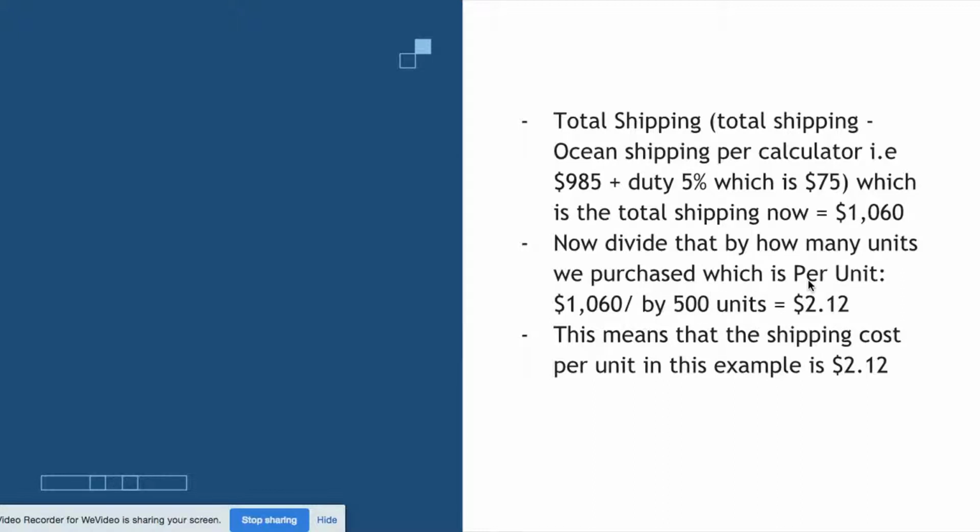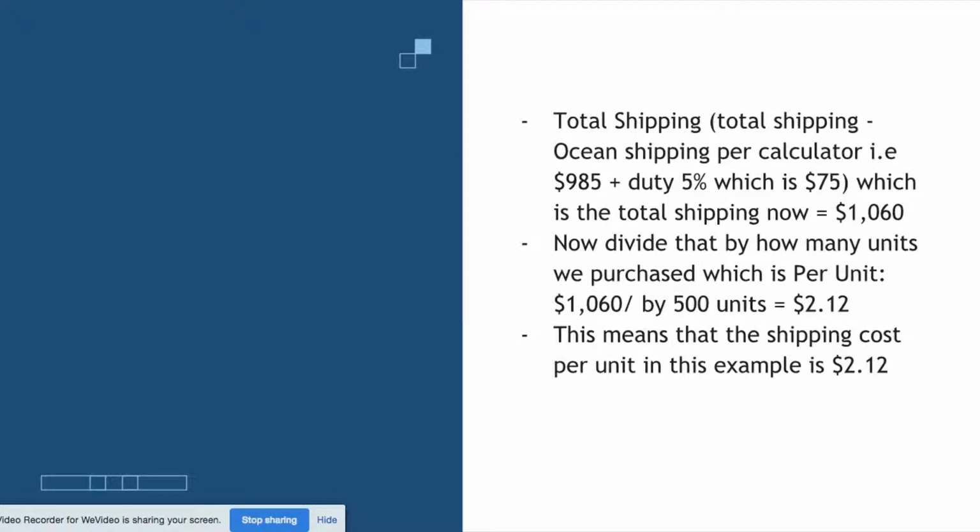So after using all the tools, communicating with the suppliers, getting all the values that we need, the cost of goods and all that, and then using the Freightos tool, now we know that the shipping cost per unit is 2.12. I hope you have seen how we've broken down these values, and how we've come about with 2.12.